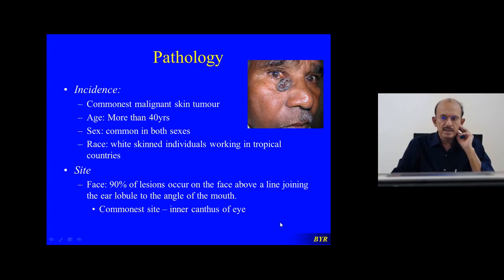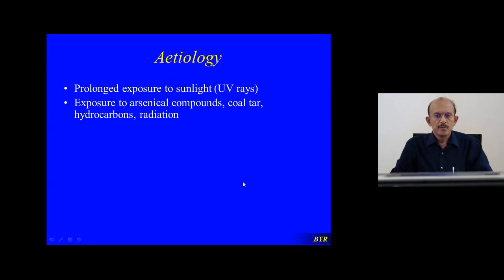Commonest site is the inner canthus of the eye, just like this. Rarely on the neck. Etiology: prolonged exposure to sunlight, exposure to arsenical compounds, coal tar, hydrocarbons, radiation. Genetic predisposition can be there.